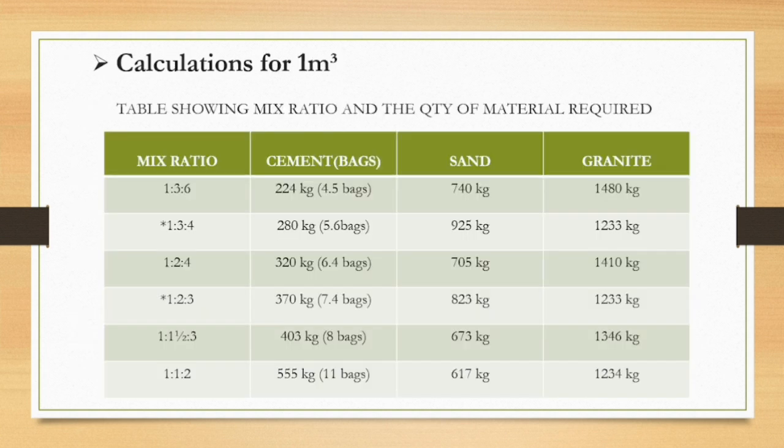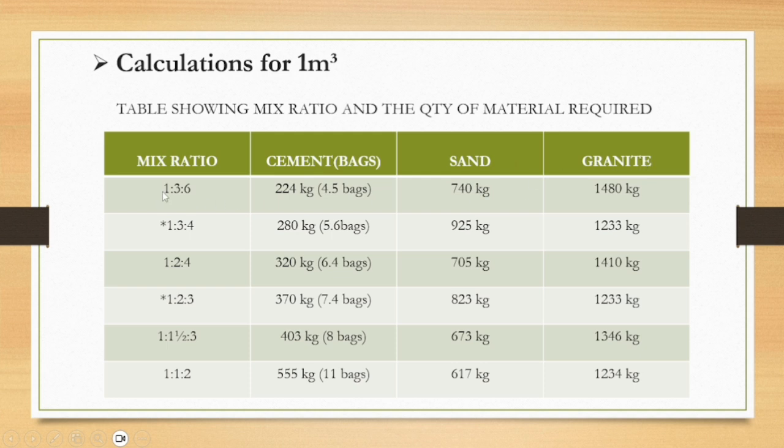So I have a table here, so I just did it for everything that I cannot do in the video. Then I brought out calculation for 1 meter cube, in case you want to know the quantity you need for 1 meter cube of your job. Let's say your job is 1 meter cube. So these are the quantity of cement, quantity of sand, and quantity of granite you need.